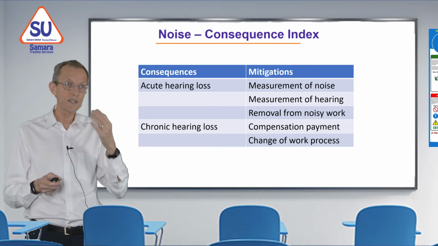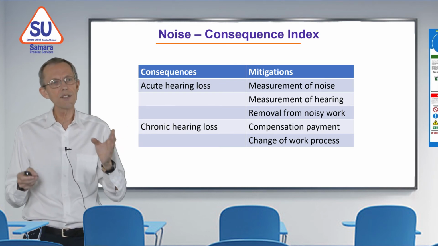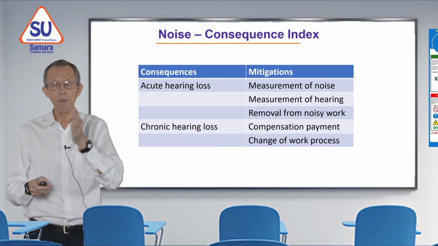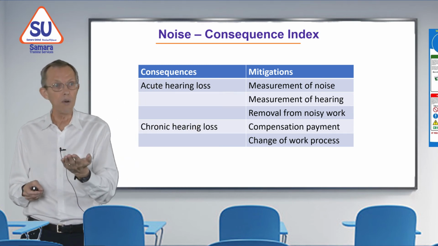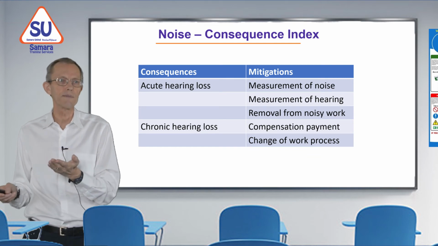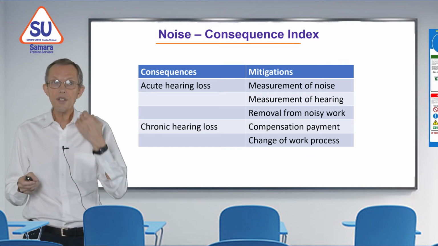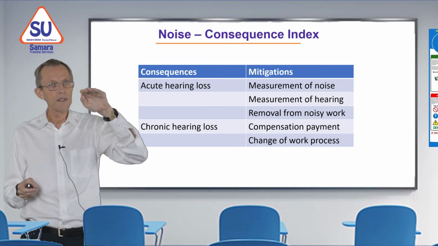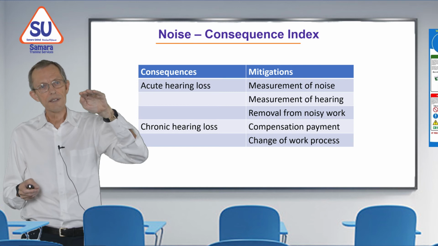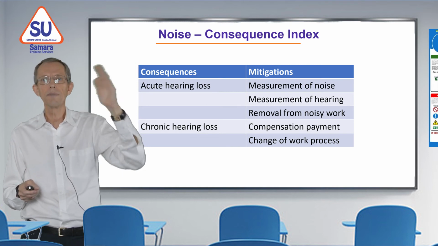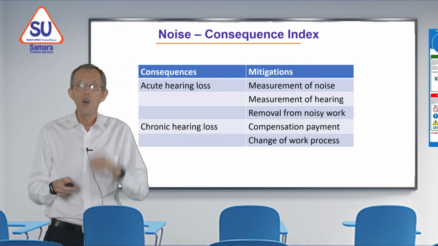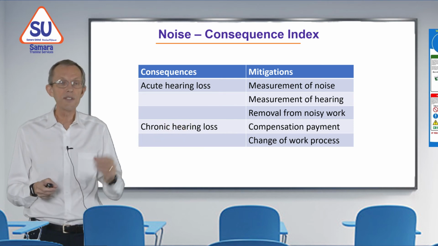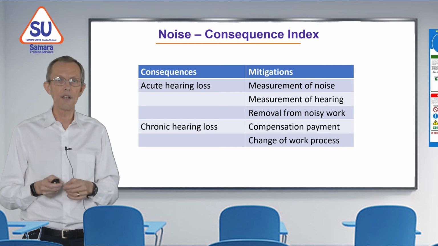So we could, as barriers, as mitigations, we could have measurement. So the person's been exposed to the noise, but now we measure it, and we read, oh, it's too loud, we need to do something. Or we can measure the person's hearing, and the hearing was at a high level, and now it's dropped a bit. We can't restore that, but we can stop it getting worse by taking some action. Or we can just remove the person from the noisy work. So that would be for short-term hearing loss.